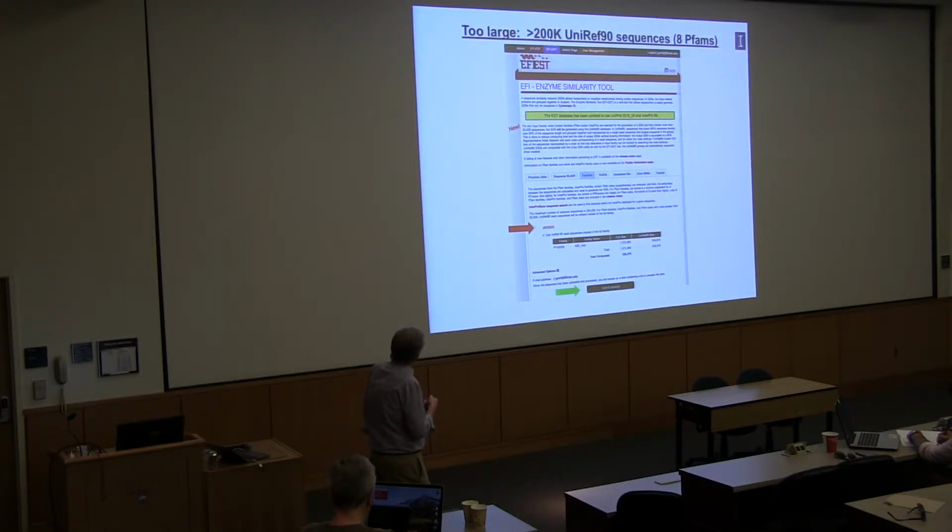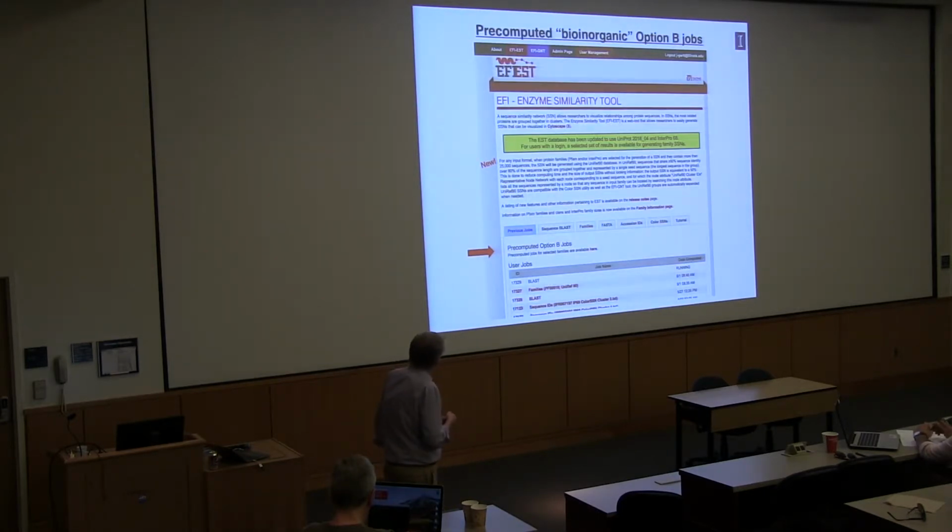If you have more than 200,000 UniRef sequences, you can't do it. And it turns out that there are 8 PFAM families, and I don't think any of them are enzymes. They are ABC transporters and this kind of thing. But we don't have the resources. Our cluster is not big enough to do this. Now we also have just implemented, if you go back to the EST homepage, the access to pre-computed option B jobs. That is, we have already done the BLASTs for some PFAM families and InterPro families.